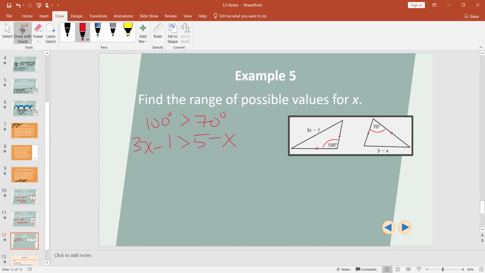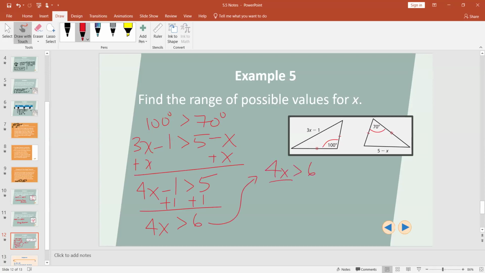So now I can solve for x. I am going to add x to both sides. Let's see. So I end up with 4x minus 1 is greater than 5. Now I'm going to add this 1 to both sides, and I end up with 4x is greater than 6. I'm out of room. I'm just going to move this over here. All right, so 4x is greater than 6. We divide by 4, and of course that reduces, and x is greater than 3/2. So there's one end of my range.